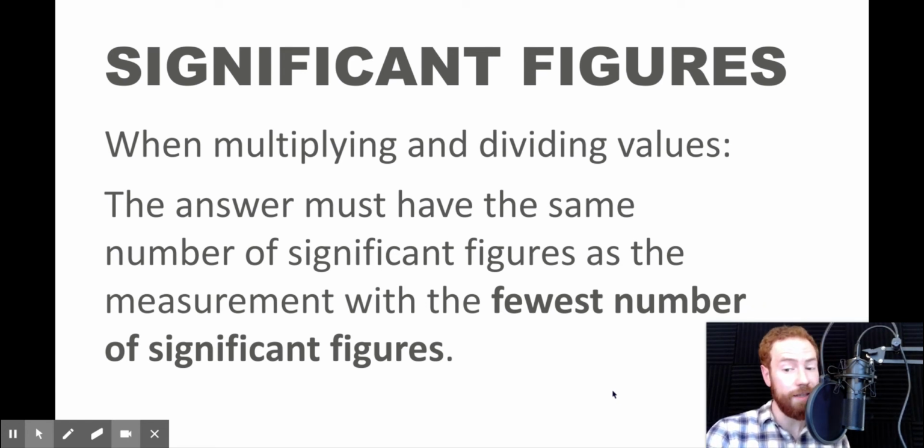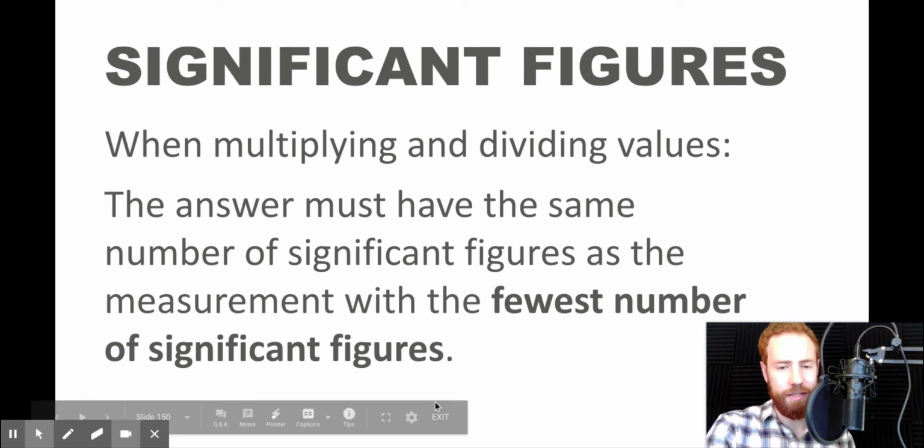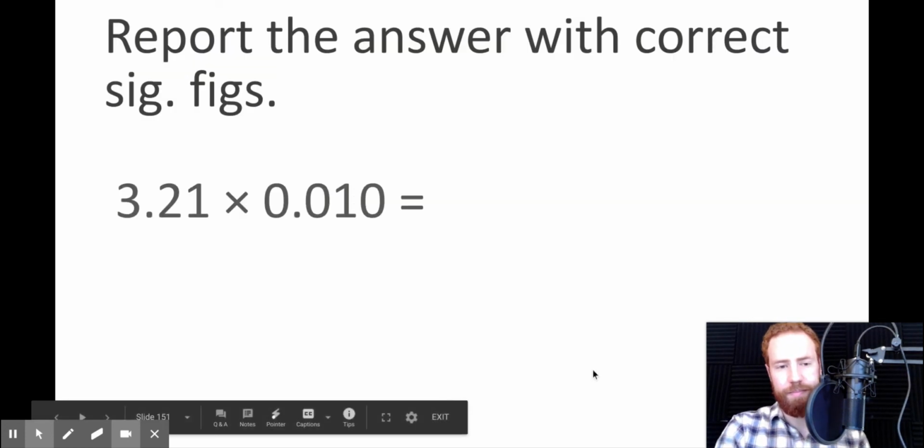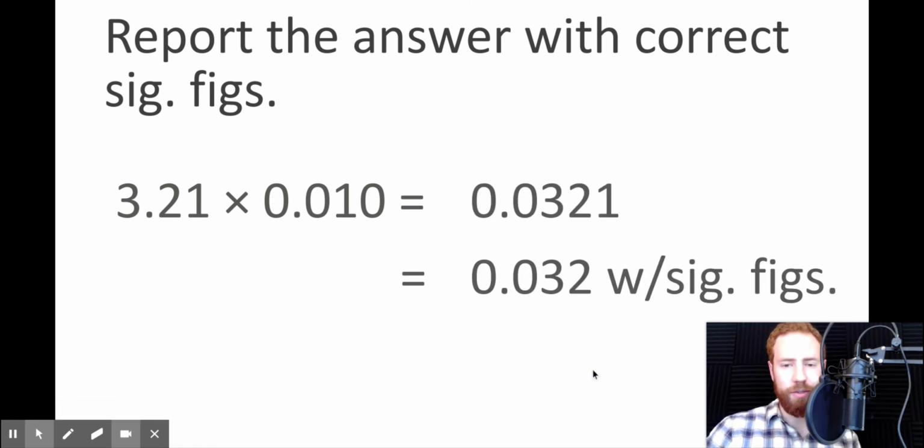So it doesn't have anything to do with decimal places. It's just the fewest number of significant figures in the whole number. So again, you want to remember the bolded statement. For multiplication and division, you're dealing with the fewest number of significant figures. Here's an example. If we multiply these numbers together, plug them into your calculator, you'll get 0.0321.